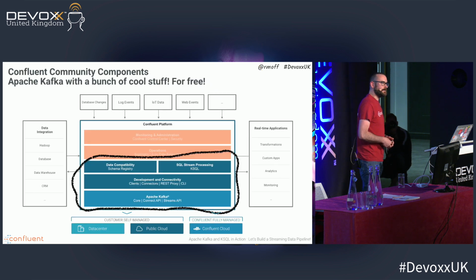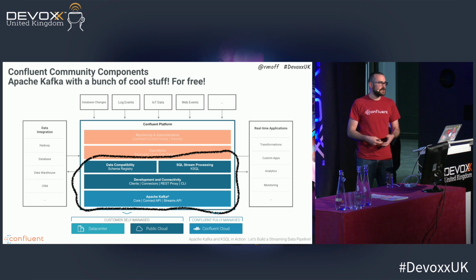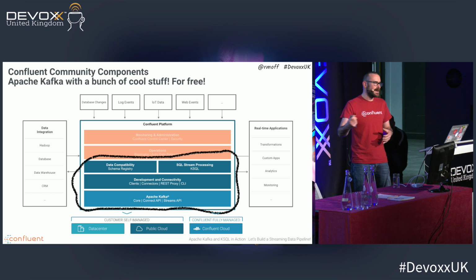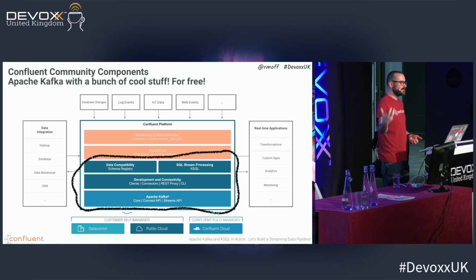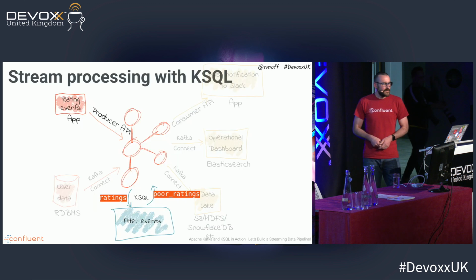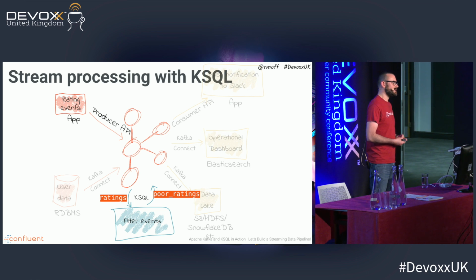So all of this is part of Confluent Platform. You've got KSQL, you've got the latest version of Apache Kafka, which includes Kafka Connect, it includes Kafka Streams. You've got a schema registry, you've got connectors, you've got all that kind of good stuff. You can run it on premises if you want. You can also run it on Confluent Cloud, where we manage it for you. So the first bit I want to show you is actually how we can do stream processing using KSQL.